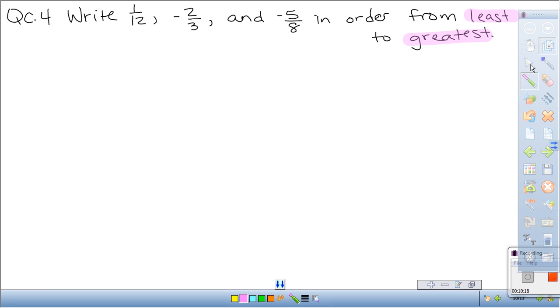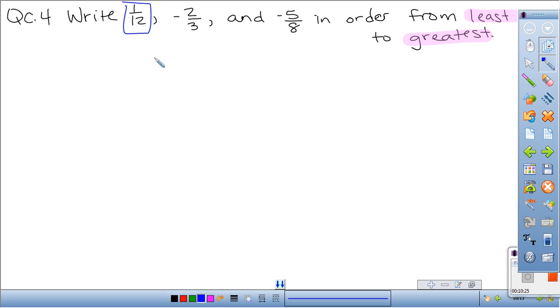So the first thing is, I know that this 1/12 is going to be my biggest number because it's positive. So it has to be the greatest. Obviously, any positive number is bigger than any negative number. So I know that 1/12 is going to be my greatest. But now I need to figure out between -2/3 and -5/8, which one of these is the bigger negative. Remember, the larger the negative, the smaller the number.